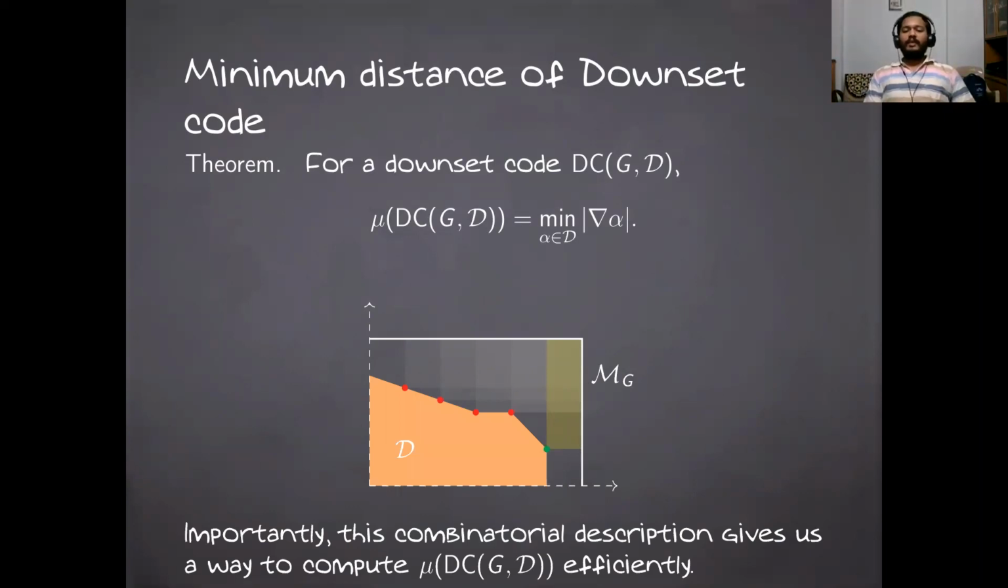So importantly, this combinatorial description gives us a way to compute the minimum distance efficiently. Efficient in the sense that it's not polynomial in the number of variables, it's polynomial in the size of the grid. Because the grid itself is an input, so you need at least that much time. So you can always compute it in time polynomial in the size of the grid.